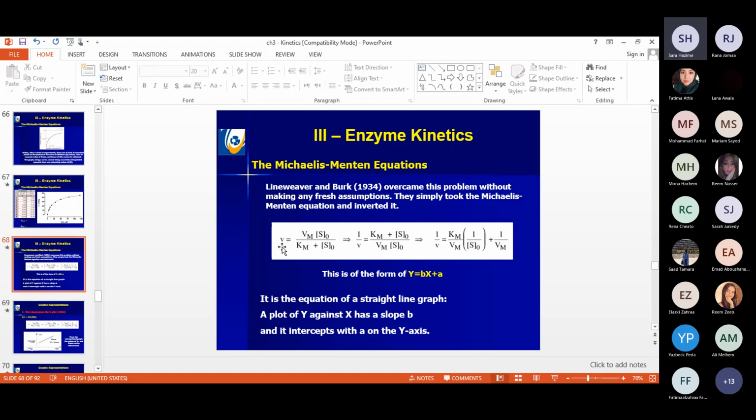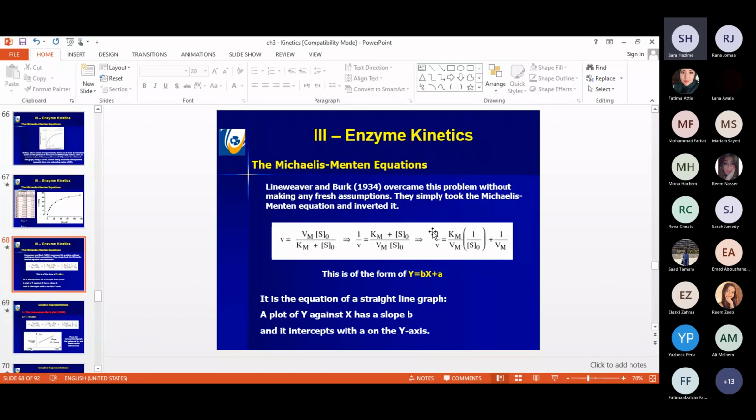So here we take 1 over V, which becomes Km plus S over Vmax times S. That gives Km over Vmax times S plus 1 over Vmax. So we have Km over Vmax multiplied by 1 over S plus 1 over Vmax. If you draw 1 over V as a function of 1 over S, you obtain a straight line where the slope is Km over Vmax. And for 1 over S equal to 0, 1 over V will be equal to 1 over Vmax. So the intercept with the y-axis will be the value of 1 over Vmax.